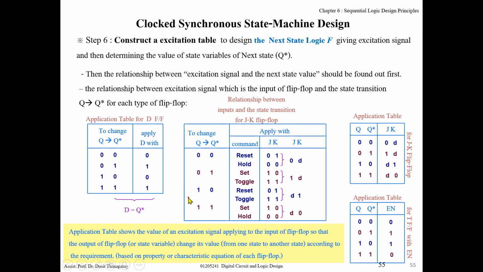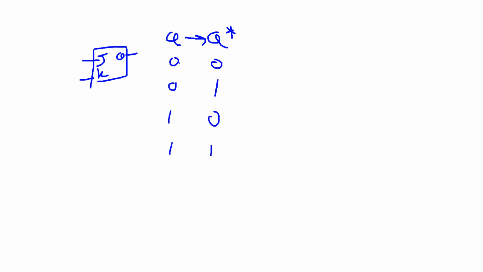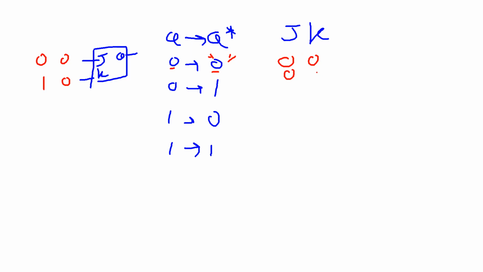And how about JK flip-flop? For JK flip-flop, again, if you want output Q to change to Q star, maybe from 0 to 0, 0 to 1, 1 to 0, or 1 to 1. Okay, four possibilities. How about input JK? If you want output Q to change from 0 to 0, it may be hold mode, right? 0, 0. Or maybe reset, right? For reset J is 0, K is 1.